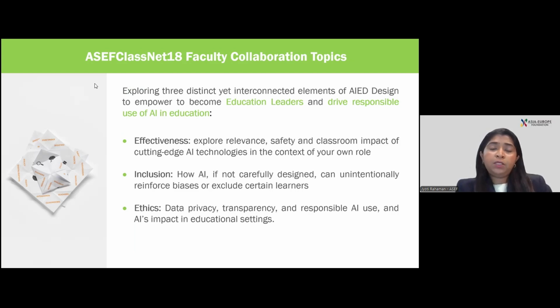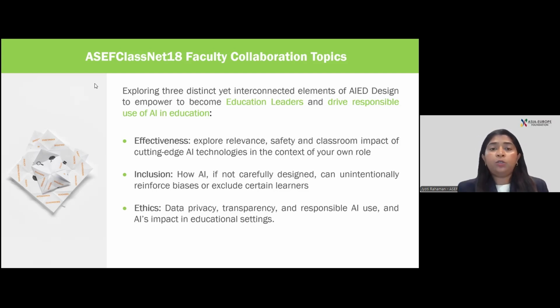Briefly about each topic. For effectiveness, we highly encourage you to explore issues like the relevance of different types of AI tools, safety issues, and classroom impact of cutting-edge AI technologies that are making their way into the education sector. And of course, please focus this in the context of your own role. Some of you are teacher trainers, some of you are academics, some of you are department heads. You hold various roles, and in that role, you have a different capacity to drive meaningful conversation. So please focus on the context of your own role when you approach this. Same for the other two as well.